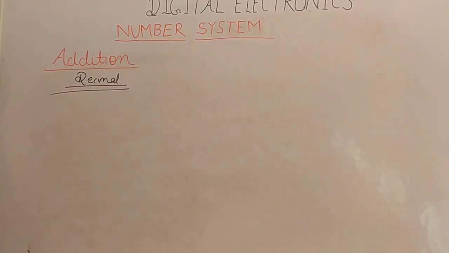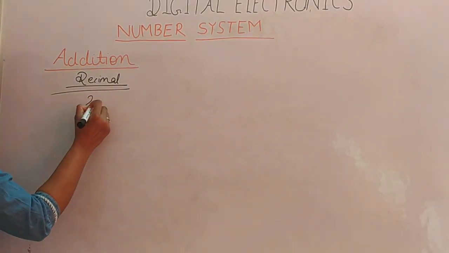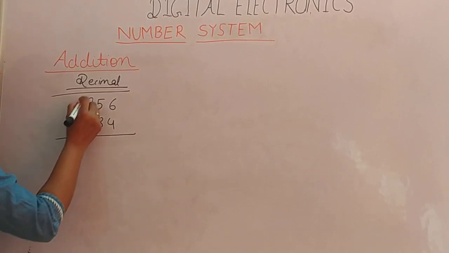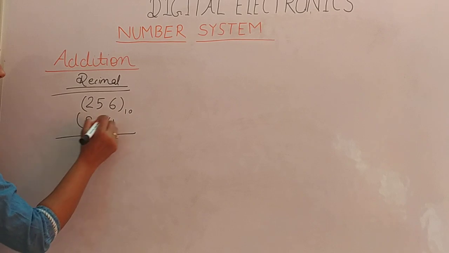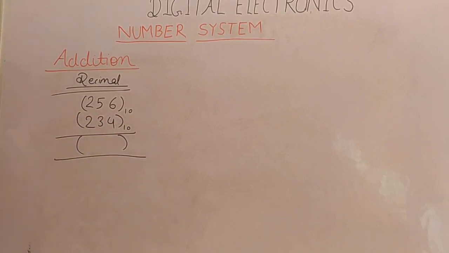It is very easy. But first we will understand decimal, so it is easy for us to understand the other number system additions. Suppose we want to add 256 and 234. Both are in the decimal number system. Suppose we want to add these two numbers.